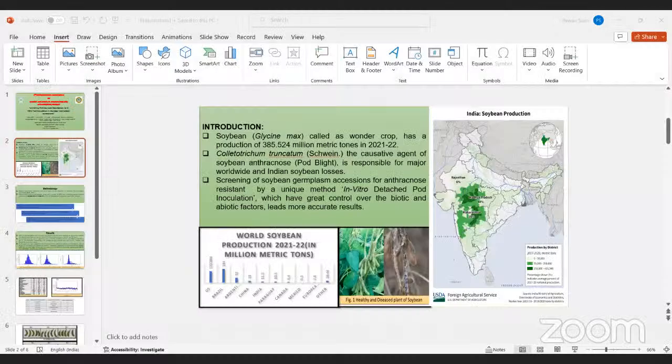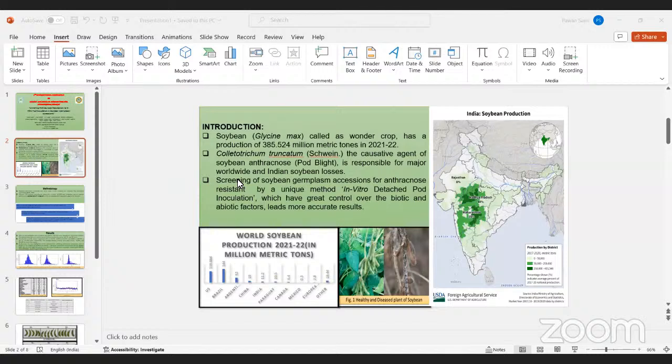In soybean production, soybean generally suffers from many diseases. Anthracnose is one of them. It is a main disease that creates a huge loss in soybean production. Colletotrichum species is responsible for the anthracnose disease in the Indian continent. Other species are also there, but it is a major reason for crop loss in the Indian region.